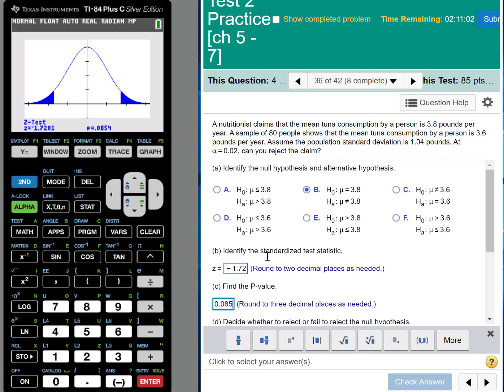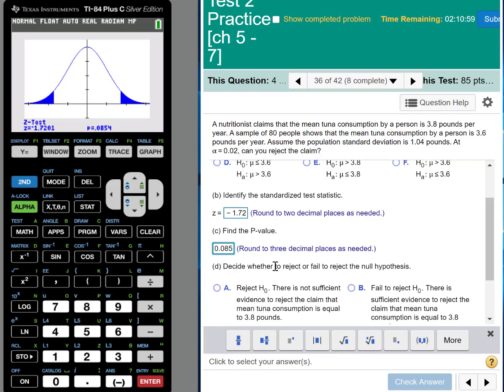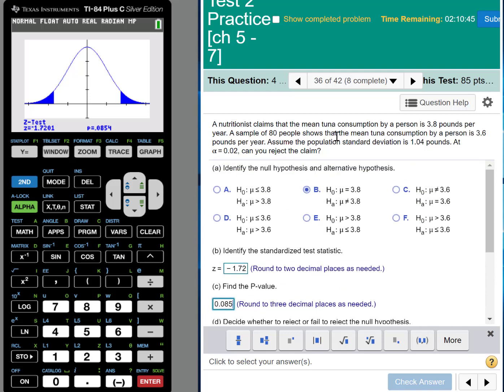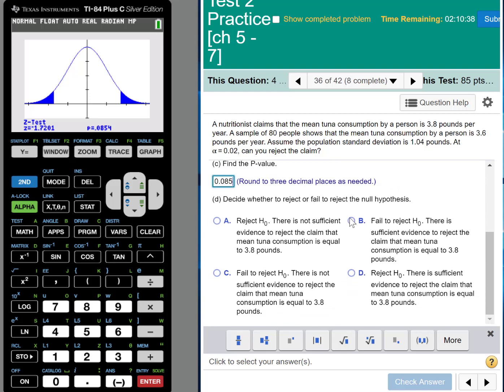0.085. He wants 3 decimal places. Okay, what's alpha? 0.02. Well, the p-value is bigger than alpha, so you fail to reject H0. When you fail to reject H0, you say there is not enough evidence. Now let's decide whether it is support or reject. Where the claim is in the null, we have to use the word reject. So there is not enough evidence to reject the claim. It's between C and B. There is sufficient evidence, so it can't be this. There is not sufficient evidence to reject the claim.